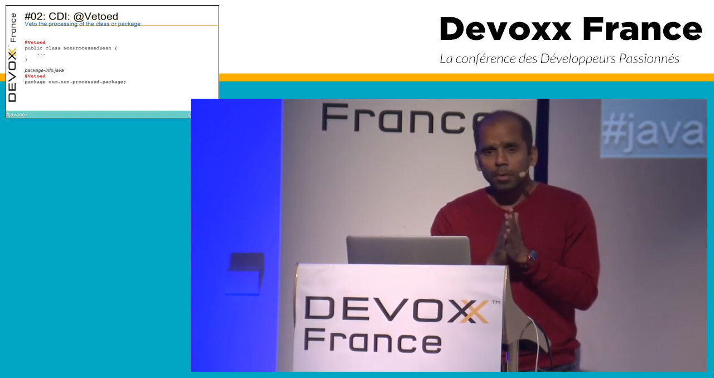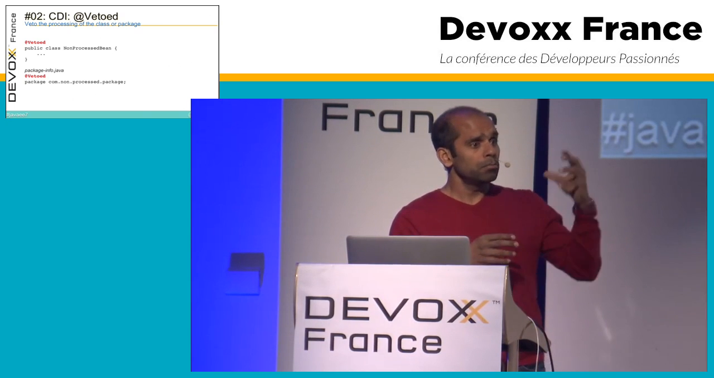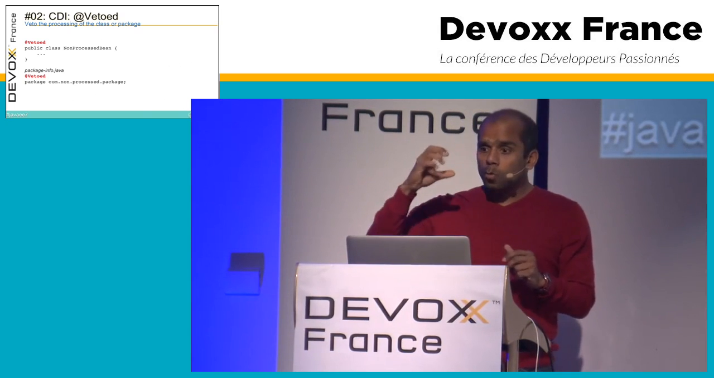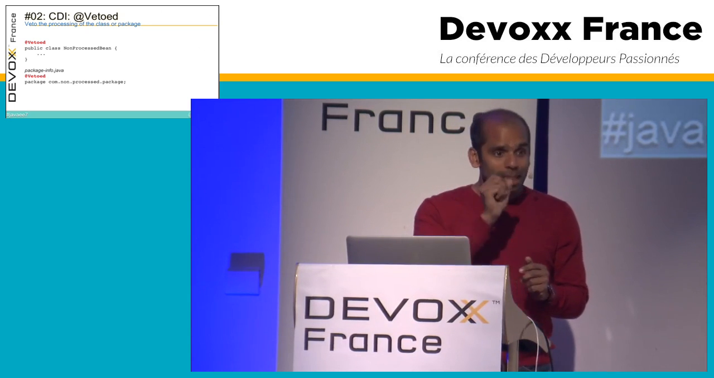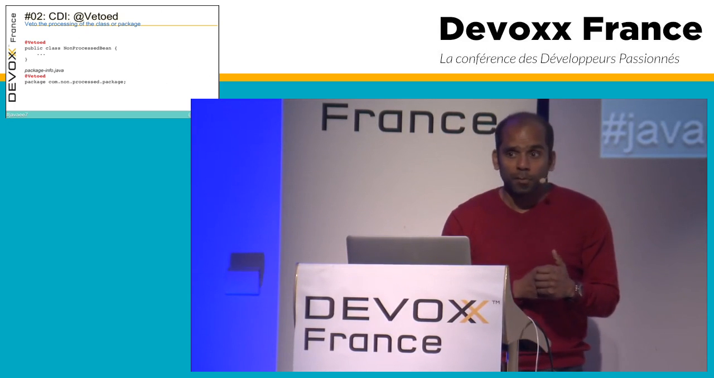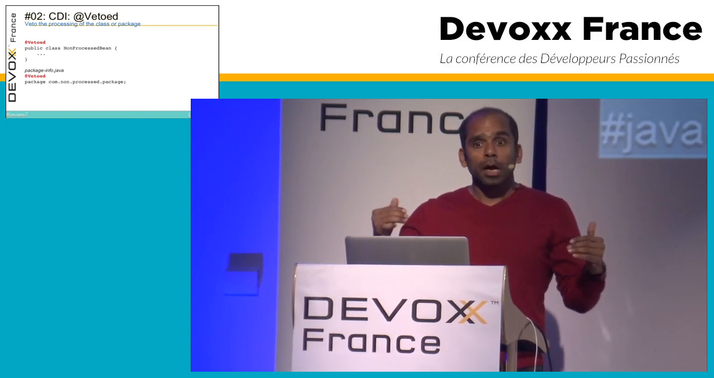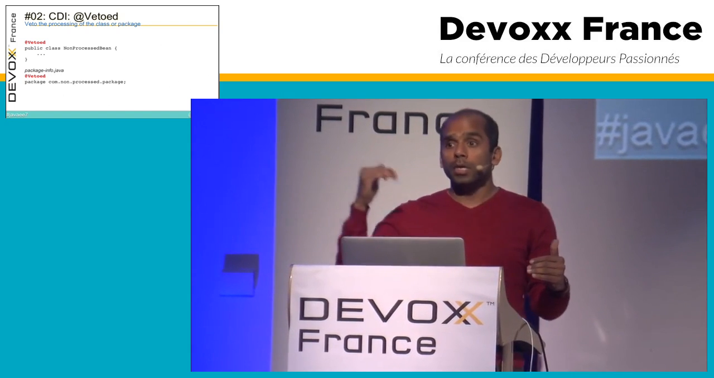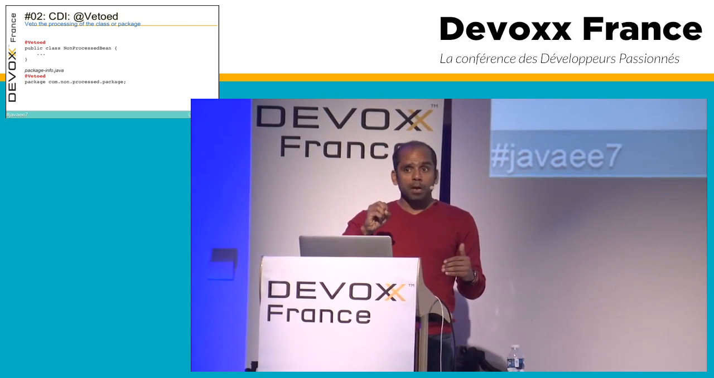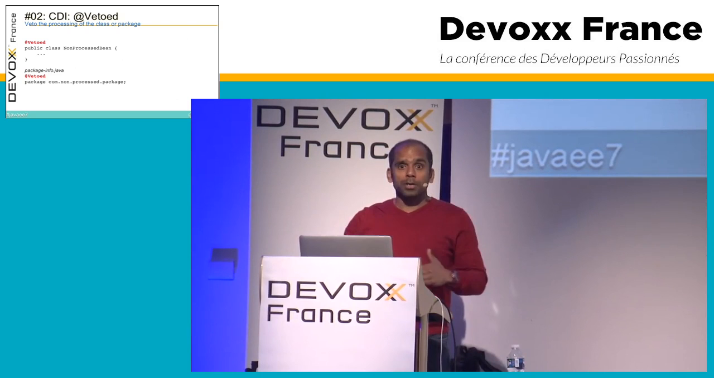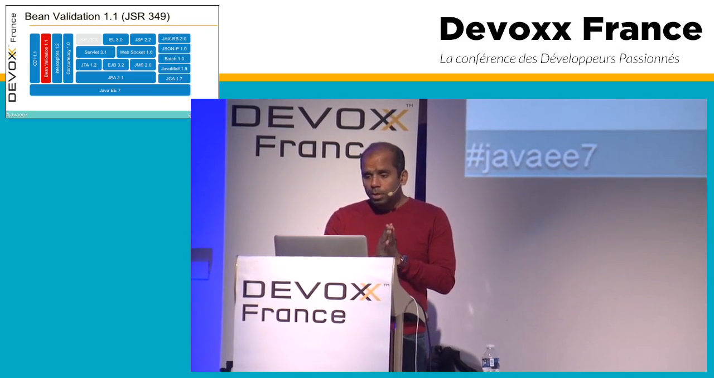A new annotation added to CDI 1.1 is called @Vetoed. So you are working in your project and you don't want a particular bean to be injected, so you put the annotation @Vetoed. That particular bean is not available for injection anymore. Now, if you have multiple packages in your archive and you want a particular package not to be injected, then you can put the annotation @Vetoed in package-info, in which case the entire package is removed or not available for injection. All right, so quick features.